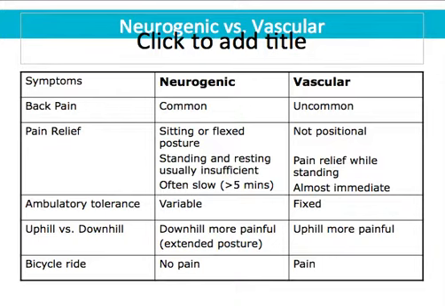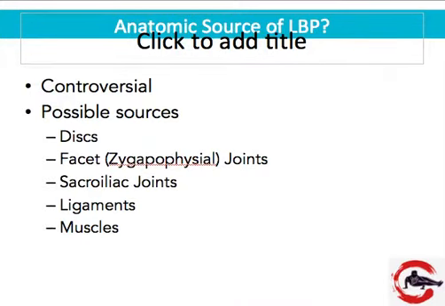If it's neurogenic, then it's fairly simple to determine, well, is it L4, L5? Is it L5, S1? Where do we need to inject based on that nerve root? Where does that nerve come from? And so that's how you'd use that little graph.